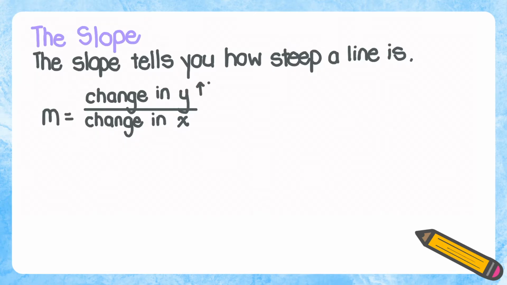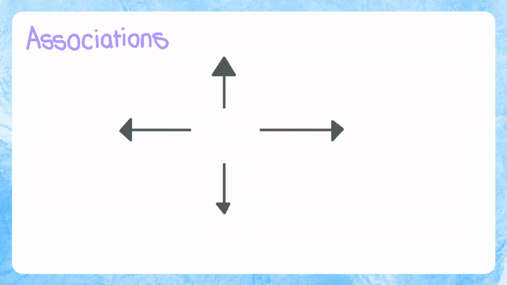What that means is, the change in y is the line going up and down, whereas the change in x is how much the line goes to the right or the left. In simpler terms, this is simply the rise over run. So basically, how much do we go up or down over how much do we go left or right? And here are some general associations. Whenever you hear going up or going to the right, think positive.